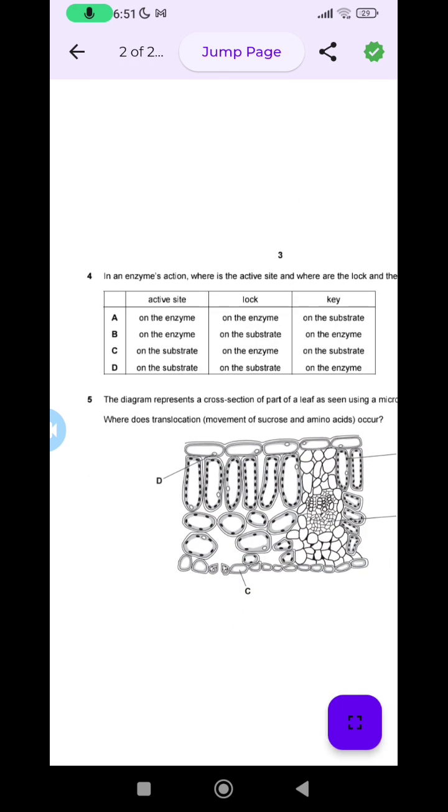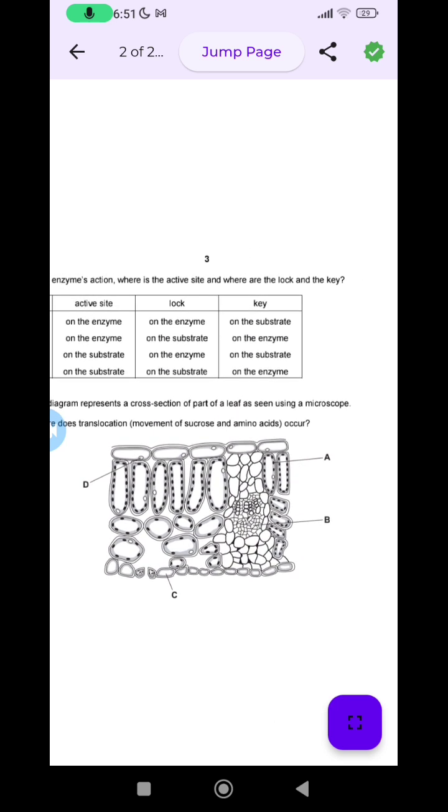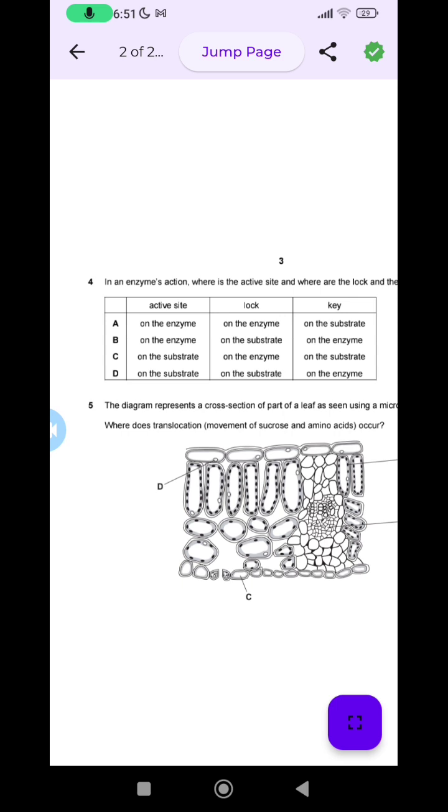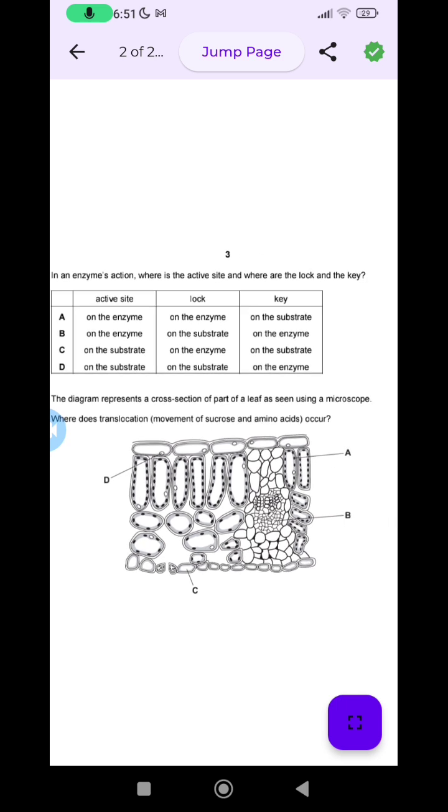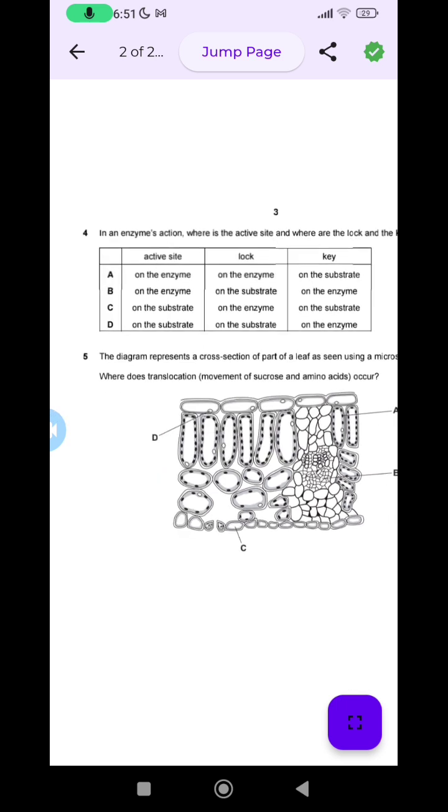Question number 4. In an enzyme reaction, where is the active site and where are the lock and the key? Now as we know, the active site is present on the enzyme, the lock is also on the enzyme, and the substrate is the key. So A would be the answer.